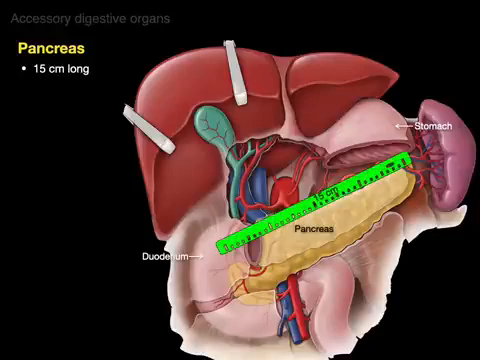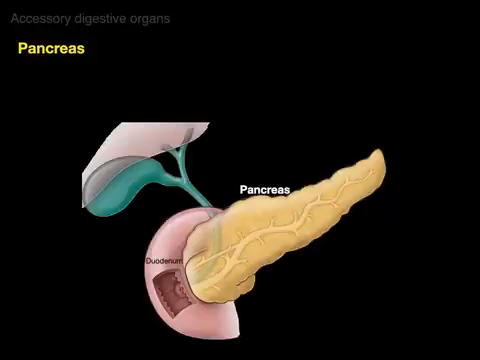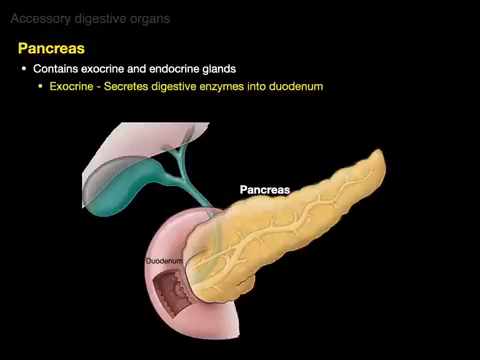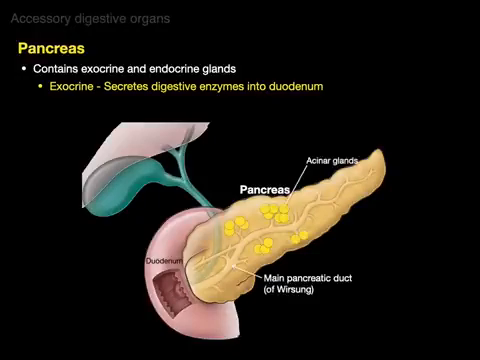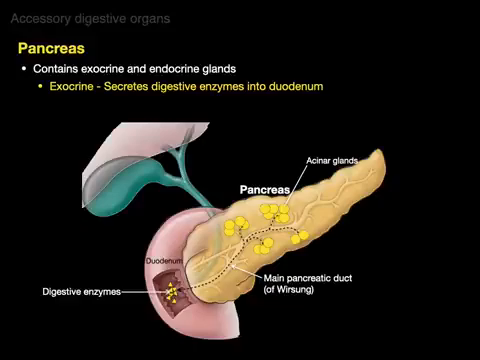And it's about 15 centimeters long, to give you an idea. And I just include that because I remember when I first learned digestive system, I had in my mind that the pancreas is like the length of my index finger, and it's pretty hefty. Now, the pancreas has both exocrine and endocrine glands. Exocrine glands, or any exocrine gland, secrete their product to an epithelial surface. So in this case, the pancreas secretes digestive enzymes into the epithelial-lined duodenum. And all those yellow circles represent acinar glands, and they produce digestive enzymes that go in the main pancreatic duct of Wirsung, which then goes into the duodenum, that second part.